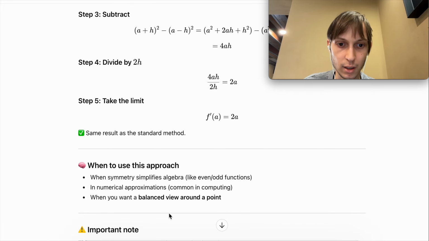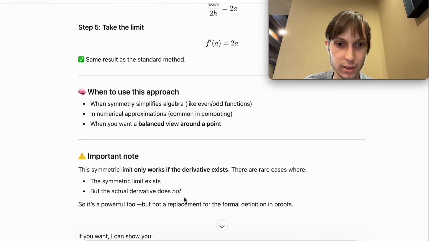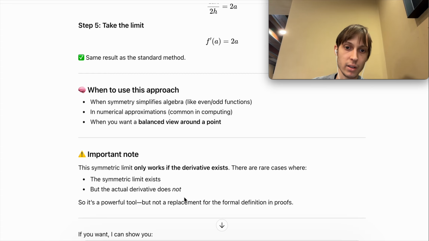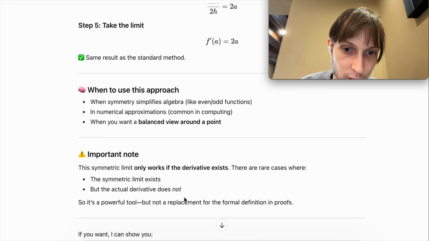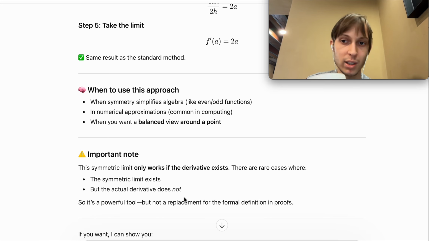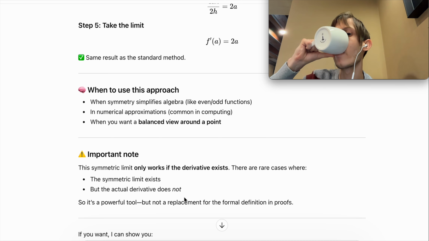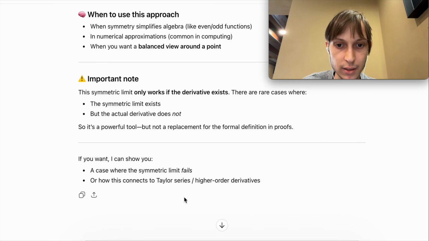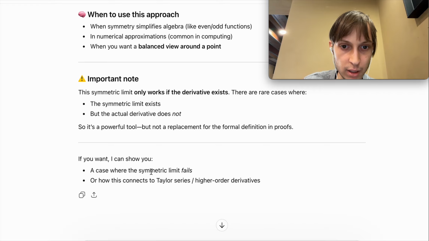Let's ask it. Important note, let's see what it tells us. The symmetric limit only works if the derivative exists. There are rare cases where the symmetric limit exists, but the actual derivative does not. Okay, interesting insight. We could verify to what extent that is the case. So that's nice, and we can either, for example, look at when it fails or how it connects to Taylor.